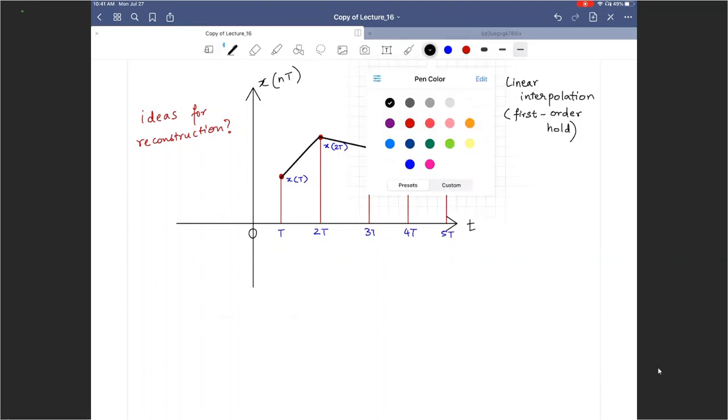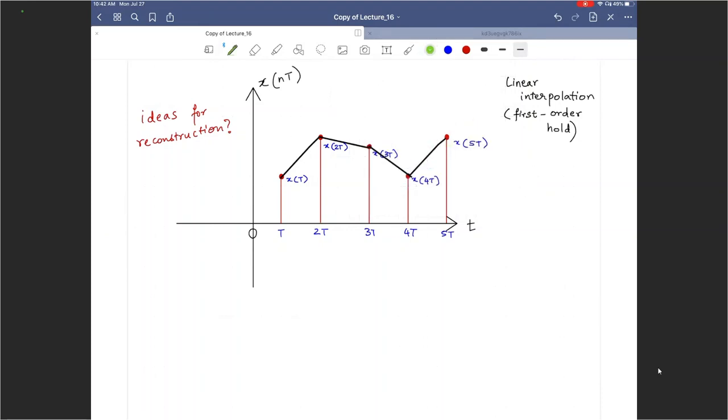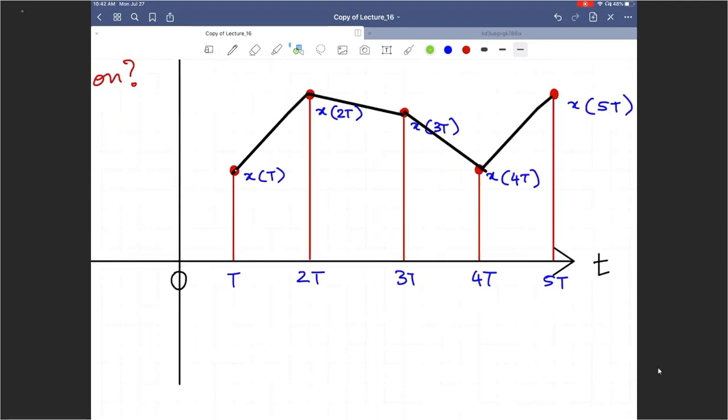Let me draw that maybe in green. So in green, I will try sample and hold. Sander mentioned something about digital to analog converters. Some of the digital to analog converters depend on sample and hold. They hold the value until they get the next sample. So that could look like this. Hold the value until you get the next one, and again, and again, and done. Right.